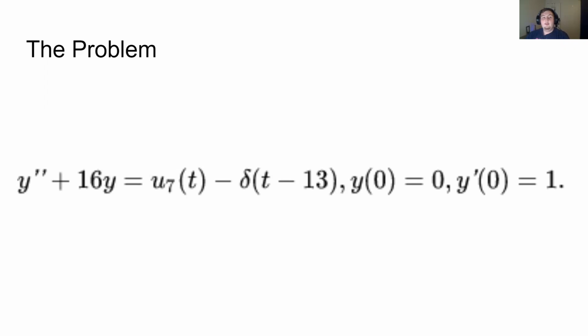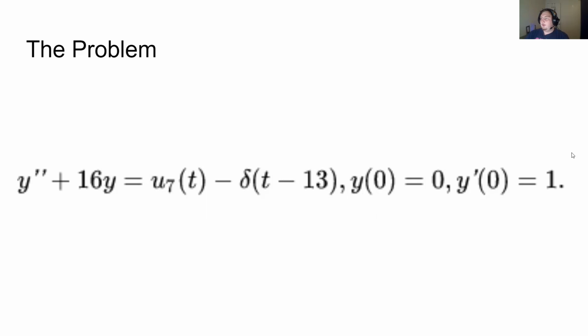So here's our given differential equation, and as you can see it's an initial value problem because we have y of 0 equals 0 and y prime of 0 equals 1. And this problem as given is the second derivative of y plus 16 times y equals u7(t) minus delta of t minus 13. So that is the differential equation we're looking to solve today. And we're also given initial values for this. So it's an IVP problem.